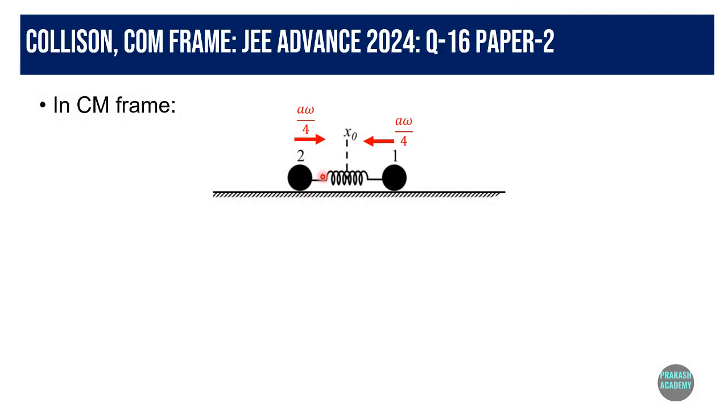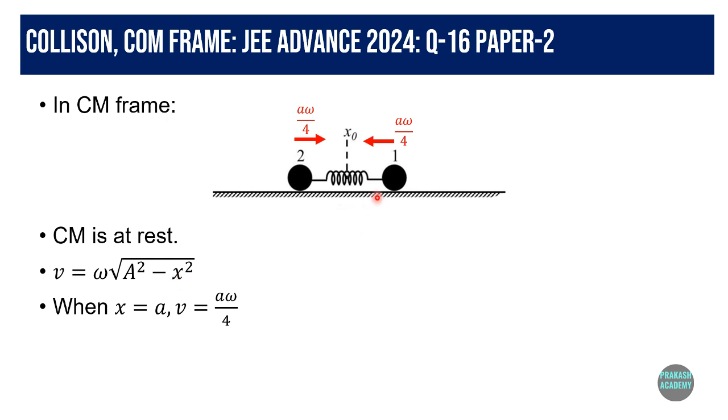So in the CM frame, this is coming with a speed of a omega by 4, and this is also coming with a speed of a omega by 4. And center of mass is at rest. Even though center of mass is moving, you are on the center of mass, so in your frame, center of mass is at rest. Now if you remember, if this is doing SHM, then velocity is given by this general formula: velocity is equal to omega times square root of a square minus x square, where a is the amplitude and x is the position.